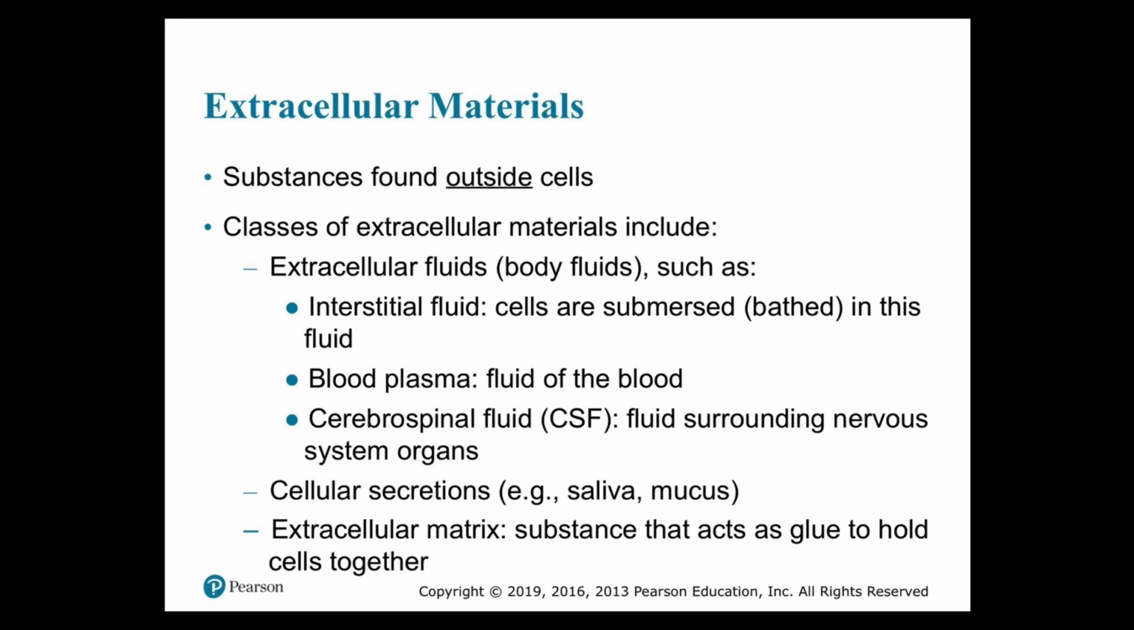There's blood plasma, which is the fluid component of blood. And cerebrospinal fluid, or CSF, is the fluid surrounding the nervous system organs. Also, there are cellular secretions such as saliva and mucus, and extracellular matrix, which is the substance that acts as glue to hold cells together.